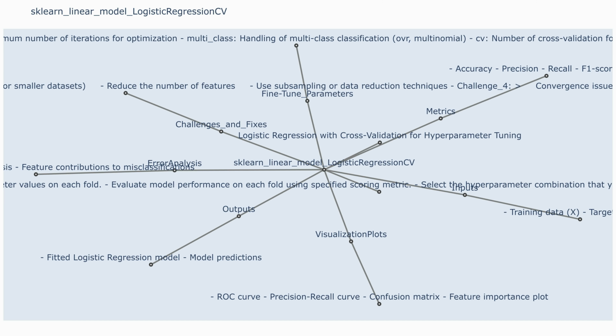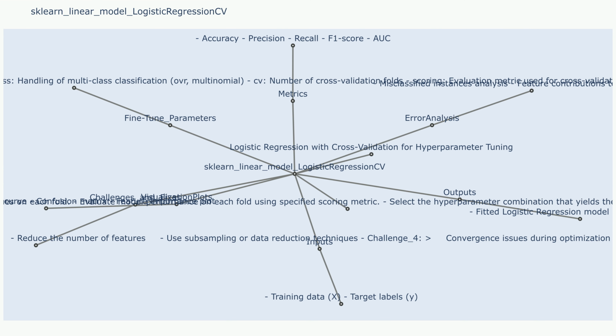Inputs. X. This is an (n_samples, n_features) array, where each row represents a data point and each column represents a feature. It represents the independent variables or features used for training the model. Y. This is an n_samples array, where each element represents the target variable or the class label for each data point. It represents the dependent variable or the class labels associated with each data point in X.